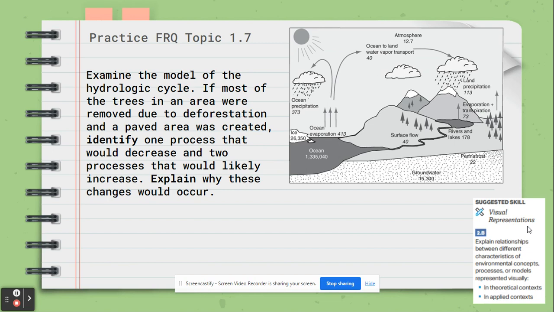All right, here is our practice FRQ. Examining the model here to the right, if most of the trees in an area were removed due to deforestation and a paved area was created, identify one process that would decrease and two processes that would likely increase, and explain why these changes would occur. Take a moment, pause this video, and answer this on your practice FRQ sheet and in the Edpuzzle.